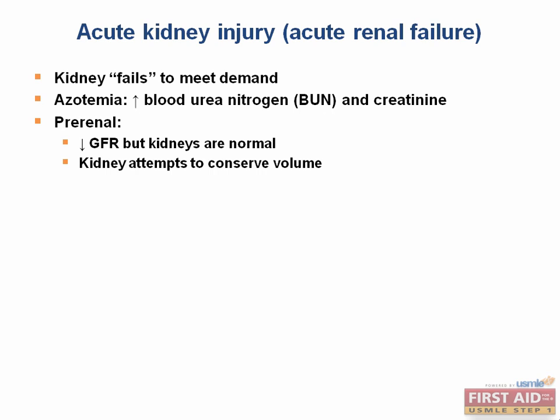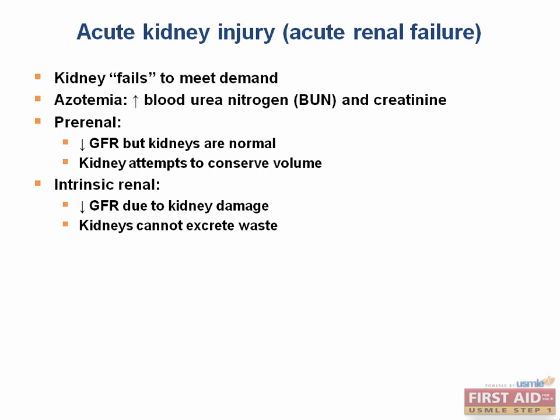Now this leads to an increase in the BUN to creatinine ratio. Now why is this? Because creatinine continues to be actively secreted while BUN gets reabsorbed with sodium. During intrinsic acute kidney injury, there is actual damage to the kidneys, such as acute tubular necrosis or glomerulonephritis. The necrosis leads to debris obstructing the tubules, causing the kidneys to be unable to excrete waste.